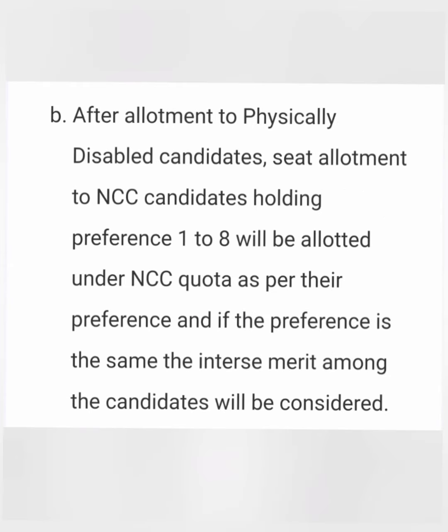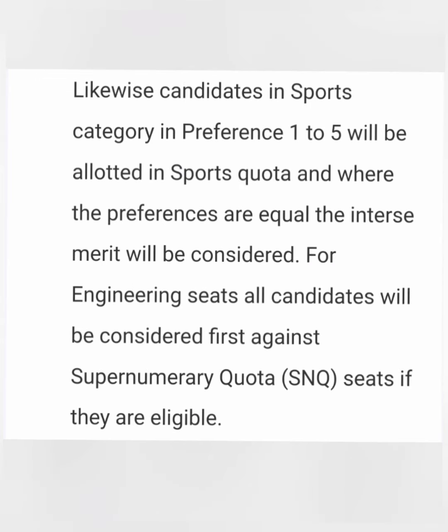Now the next one, point number B. After the allotment to physically disabled students, seat allotment will then happen to NCC candidates who are given the preferences from 1 to 8. So they have the second importance in terms of seat allotment. Likewise, as with the previous two categories, the third preference will be given to the students from the sports category. So preferences 1 to 5 will be allotted first.